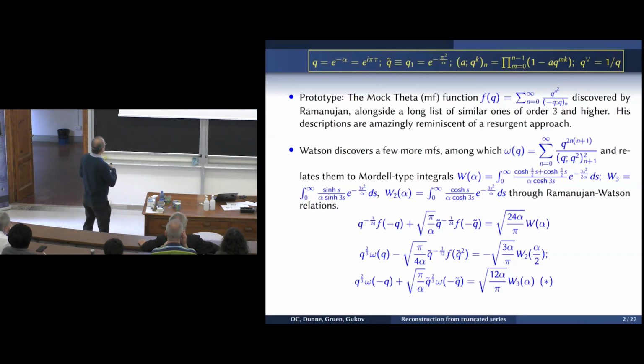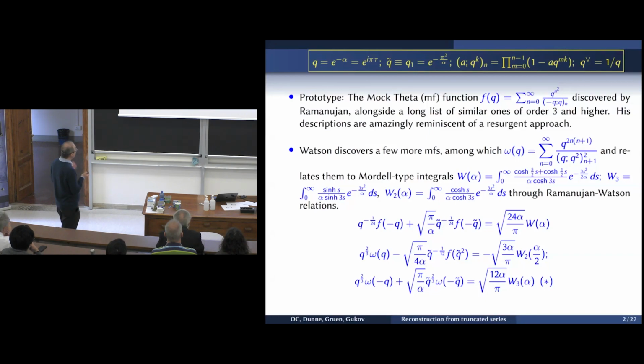Okay, so you want to have something concrete in mind: the prototype of a Q-series is the mock theta function f, whose expression is here, essentially a lacunary series divided by a q-Pochhammer, discovered alongside a long list of similar ones by none other than Ramanujan. This is of order 3, and there are mock thetas of higher order. The classification is not completely systematized, but mock thetas go to some high order in any case.